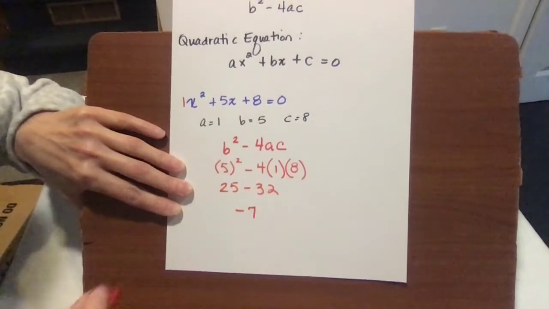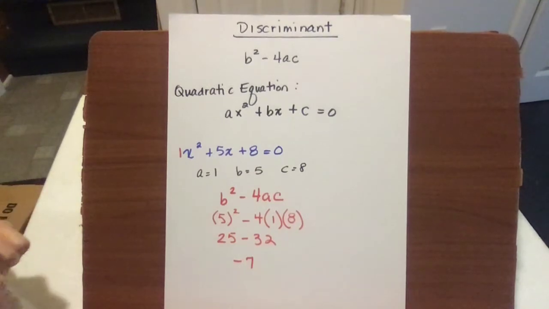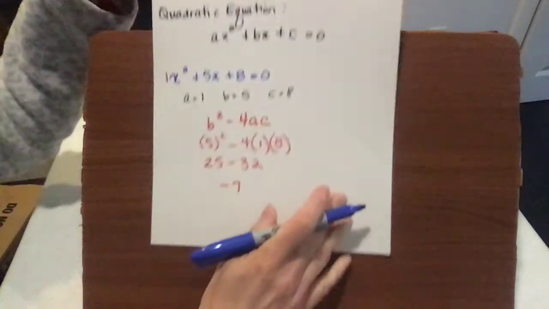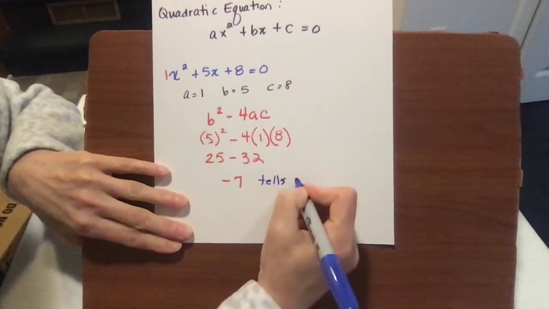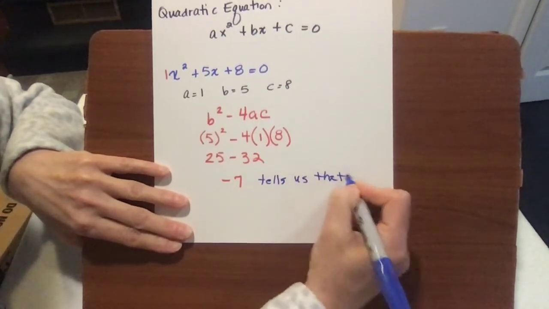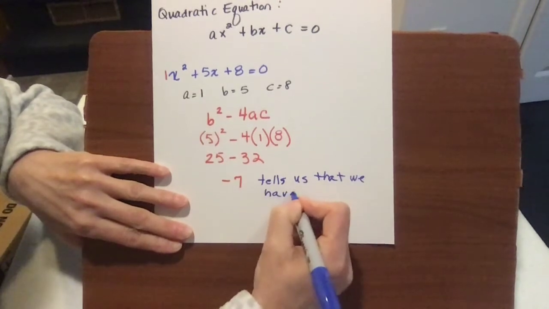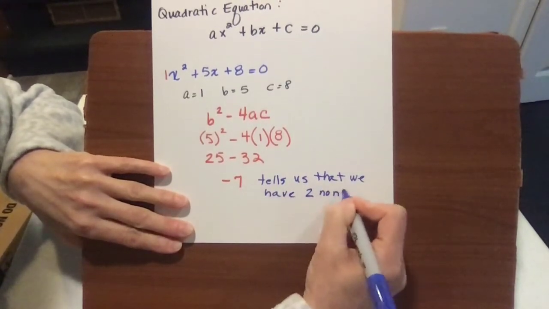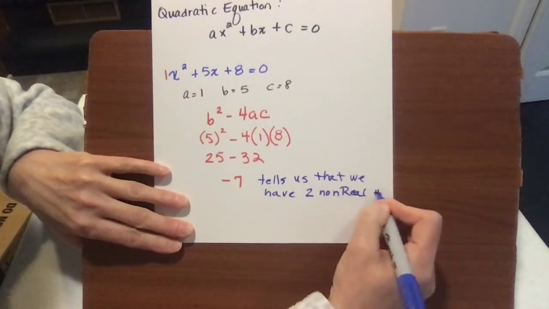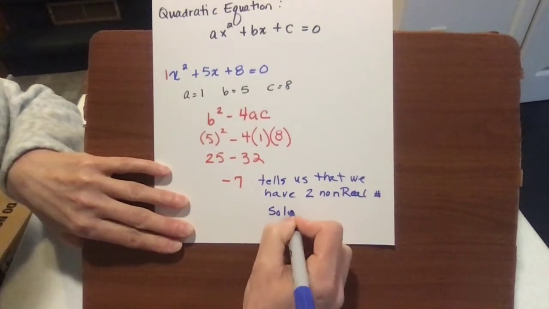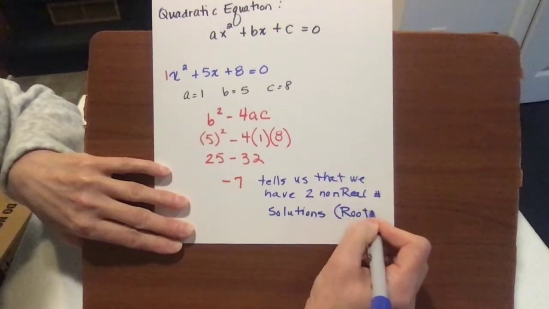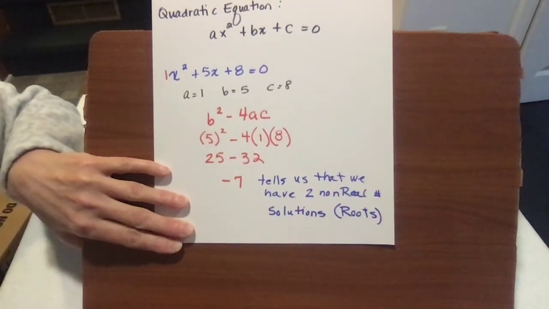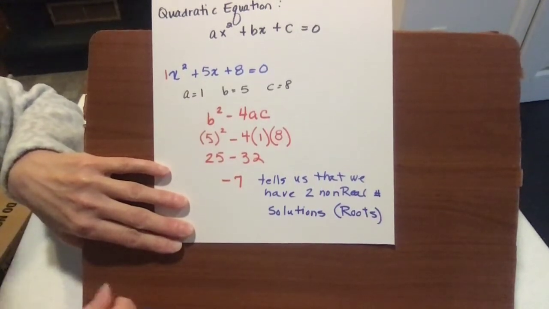We're going to get negative 7. When your discriminant is a negative number, it means that you have two non-real number solutions, what we call roots. So you're going to hear questions of what is the root, or how many roots do you have? And that's what it means, two solutions.